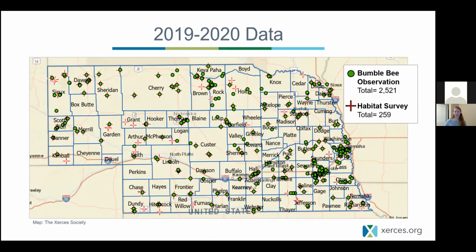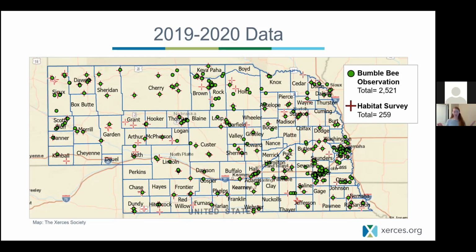And so here's the complete picture of all the data that the Atlas has collected so far. In 2019, we had a short season. It was only the last little bit of August and September where volunteers could survey. And then in 2020, people were surveying between June and September. And so in that time period, almost 2,500 records of bumblebees were submitted, and nearly 260 habitat surveys were submitted.